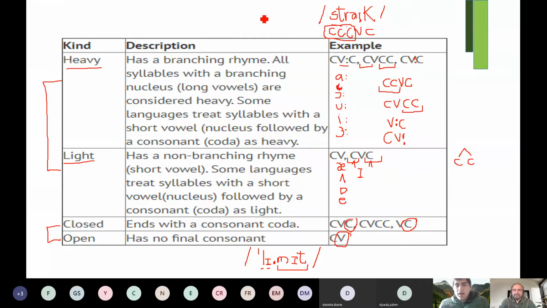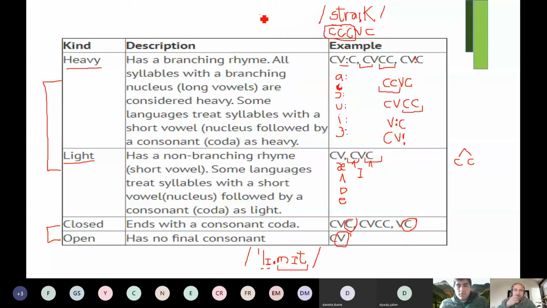Teacher? Yes, sir? I could say, for example, in this case with strike, strike is a closed and heavy syllable, right? Exactly. That's right. That's correct. It's a heavy and closed syllable. You got it correctly.